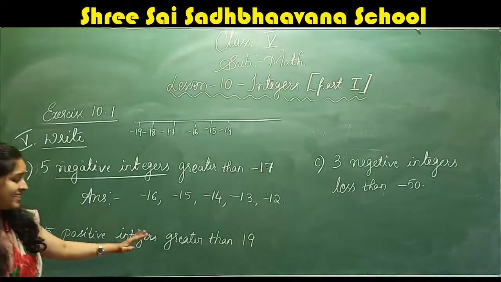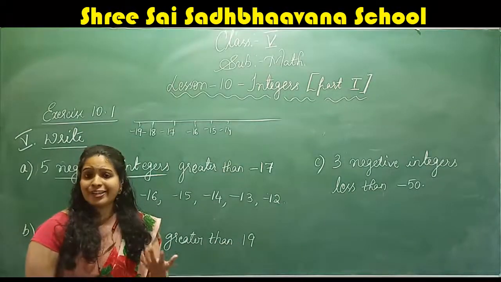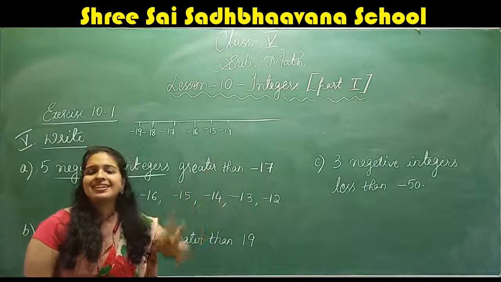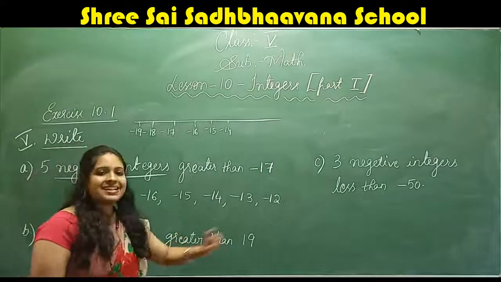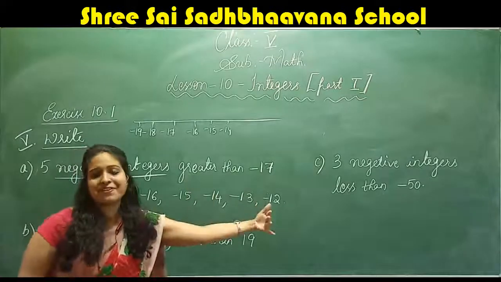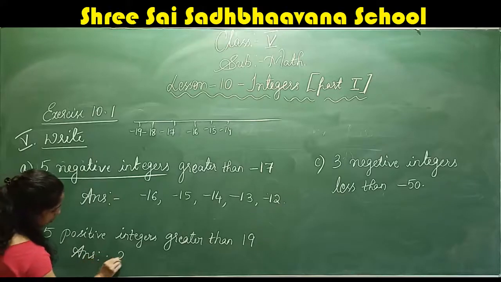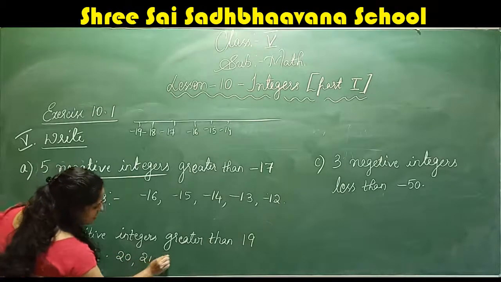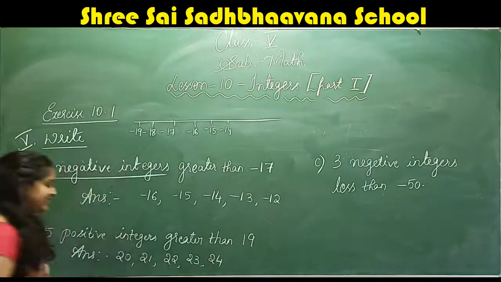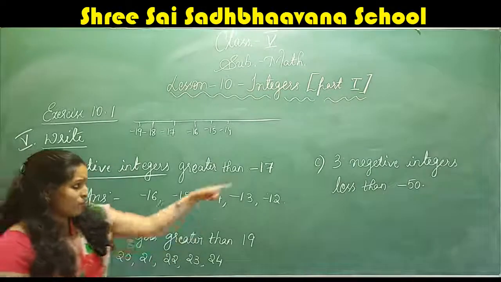5 positive integers greater than 19. So 19 is a positive number. And you know that in the positive numbers, as we move to the right side, the values are increasing. So the number given is 19. After 19, which number will you find? Yes, 20. So we can write the answer: 20, 21, 22, 23, 24. How many integers are there? 5. 1, 2, 3, 4, 5. Understood? Move on to the C part.